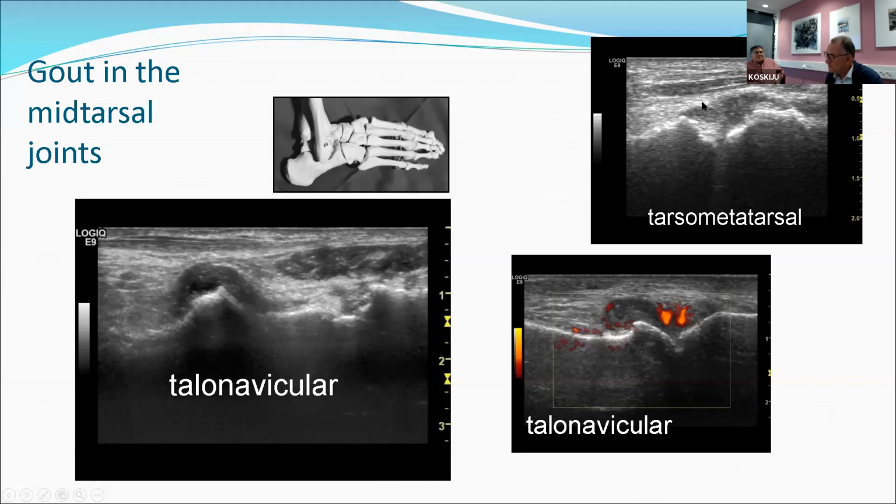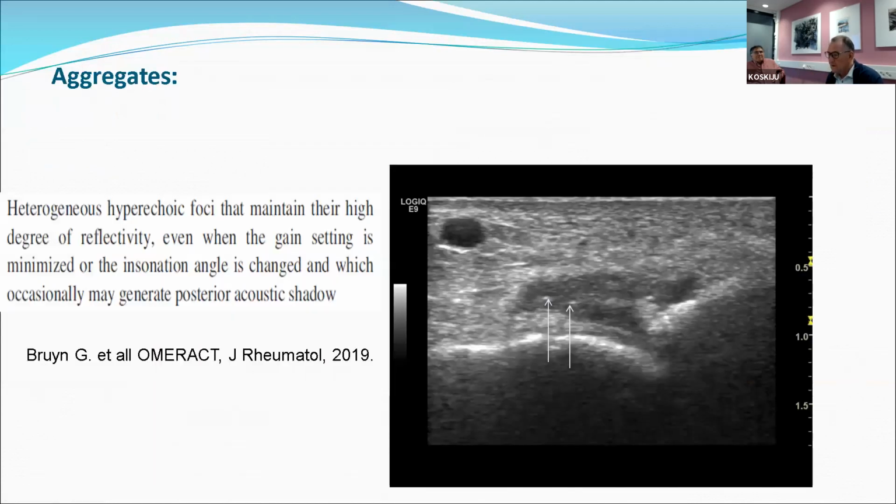Tarsometatarsal joint, gout, and talonavicular. So you have to look very carefully. These changes are very small and tiny. What is aggregate? They are heterogeneous, hyperechoic, foggy.